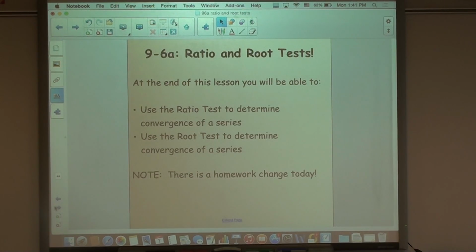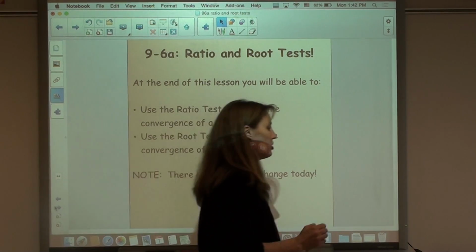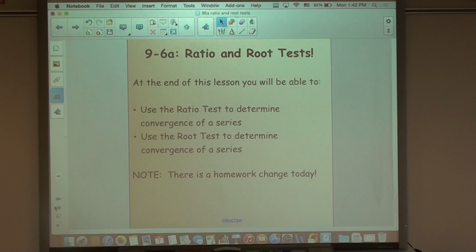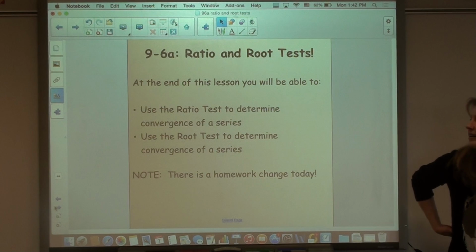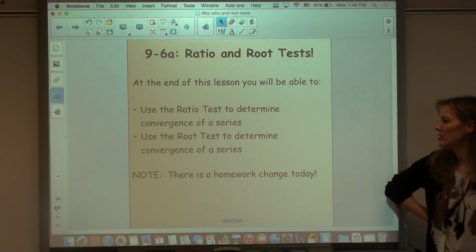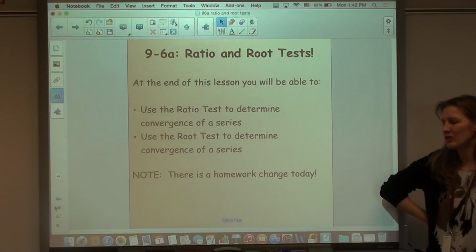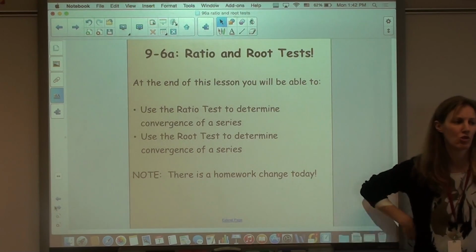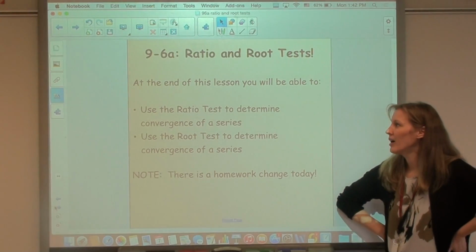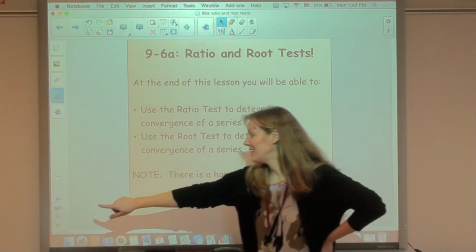Because we're going to use that a lot today. All right. So today we're learning the ratio and root tests. We will use the ratio test probably more in the next 4 sections than all other tests. So it's a good thing it's a fairly easy test. All right, so we're going to use the ratio test to determine convergence, the root test to determine convergence, and I already showed you your homework change. Are we ready? Yes, ma'am.